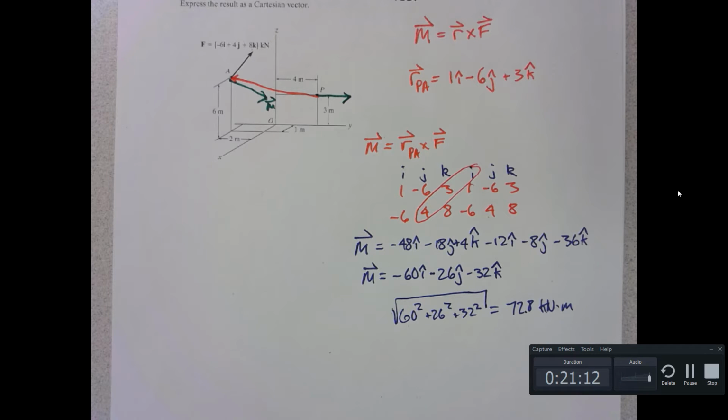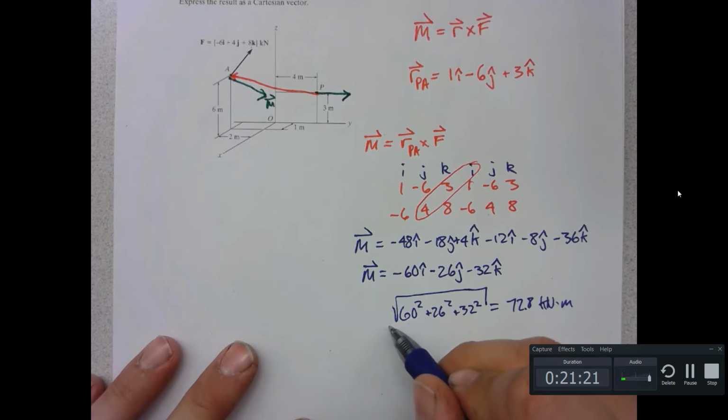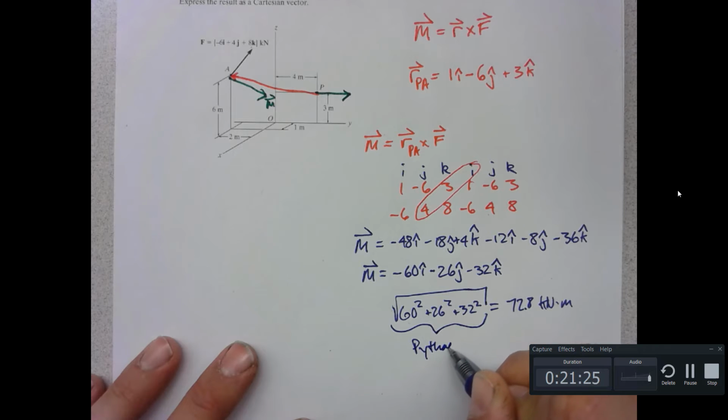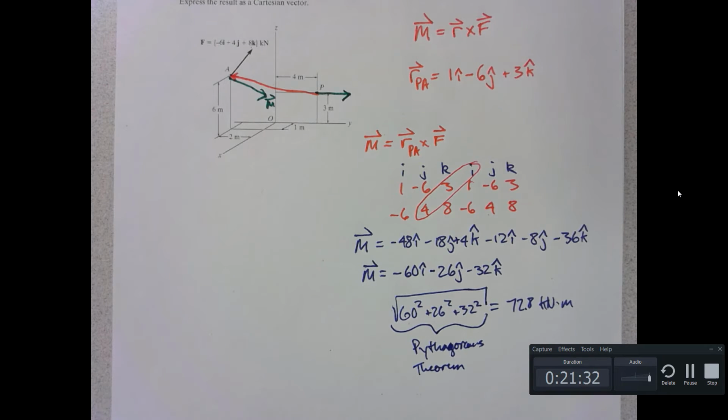Lots of dissatisfaction out there. Yeah? What's this for? This is finding the magnitude of a vector. This is Pythagorean's theorem. Okay, so I'm just finding the magnitude of that vector. You good? Let's try another one then.